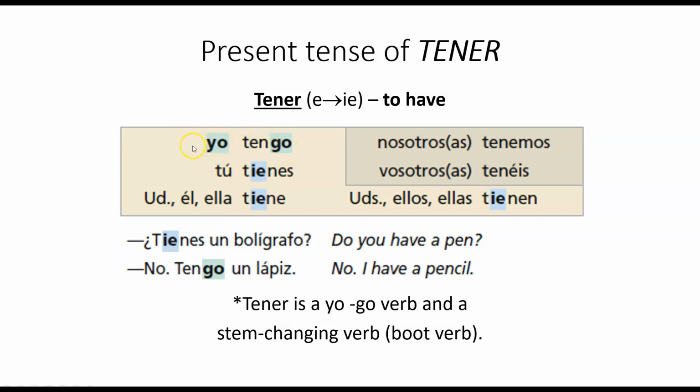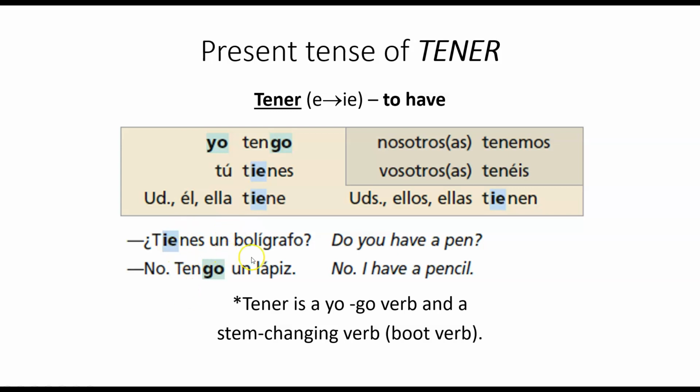Yo tengo, I have. Tú tienes, you have. Usted tiene, you formal, have. Él tiene, he has. Ella tiene, she has. Nosotros tenemos, we have. Vosotros tenéis, y'all have. Ustedes tienen, you all have. Ellos tienen, and ellas tienen, they have.